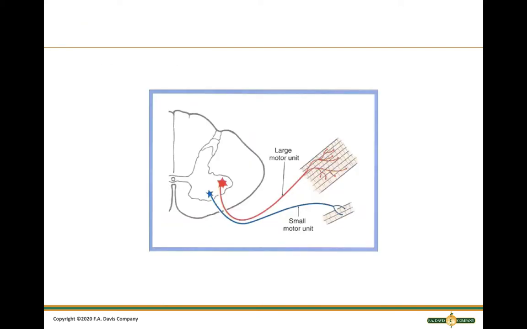Alright, we need to know where small and large motor units are found. So this figure shows small and large motor units. Small motor units are in places where we need more precise control, such as your eye muscles or your finger muscles. Large motor units are going to be found in places like your back or your legs, where you're more concerned with strength than with precision.